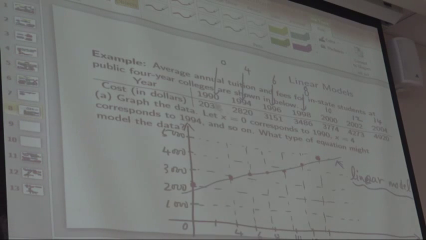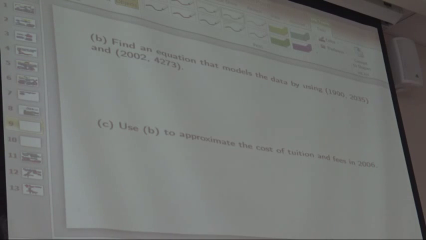1990 is this initial point, and 2002 is this point. So we want to use this endpoint and that point. When you use these two points and draw that, we may get one linear model for the line equation. So 1990 corresponds to x equals 0, and 2002 corresponds to x equals 12. So we have (0, 2035) and (12, 4273). The two points are given.